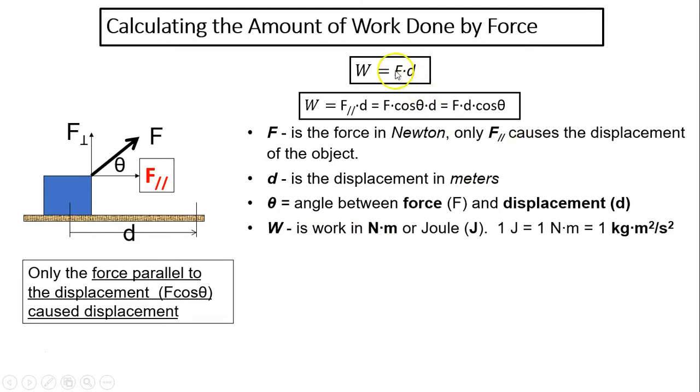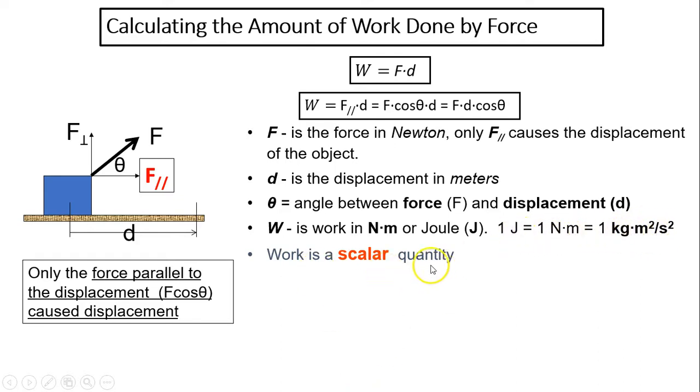Work equals F times d. F is in newtons, d is in meters, so the unit for work is newton times meter. We have another name for newton times meter, that is a joule. So 1 joule equals 1 newton times meter. Newton is force, and force equals ma. So we use m times a times meters, which becomes kilograms times meter squared over second squared. So a joule, expressed in fundamental units, is kg times m squared over s squared.